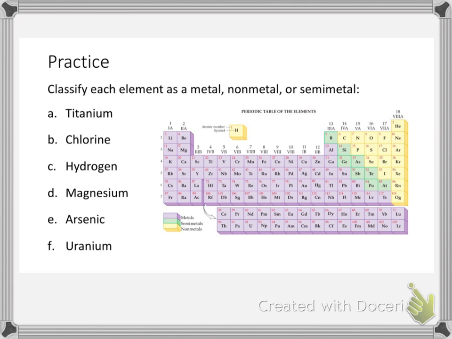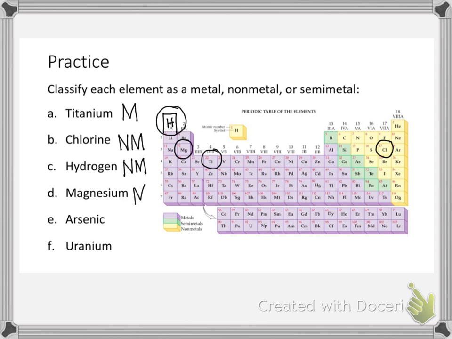All right, so titanium, letter A, is Ti, so it's right here, on the metal side. I'm just going to write M for metal. Chlorine has the symbol Cl. Chlorine is 17 right here. That's on the nonmetal side. Hydrogen is generally going to be right here on the periodic table. This is the nonmetal. Remember, it's the nonmetal on the metal side. Magnesium, which is Mg, is right there.